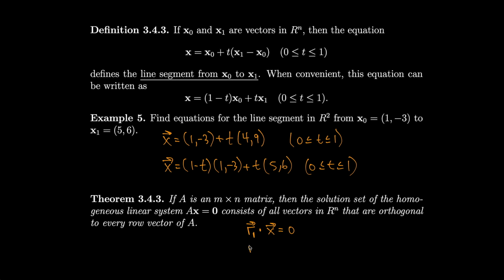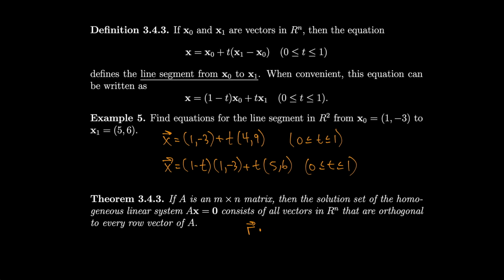But r2 dotted with x also has to equal 0, etc., all the way down every single row of this system in order for this to be true. That's what matrix multiplication is. It's a dot product along the rows. So that means that every single one of these rows is a vector that's got to be orthogonal to x, because that's what it means when the dot product is 0. So that's basically what our theorem is.